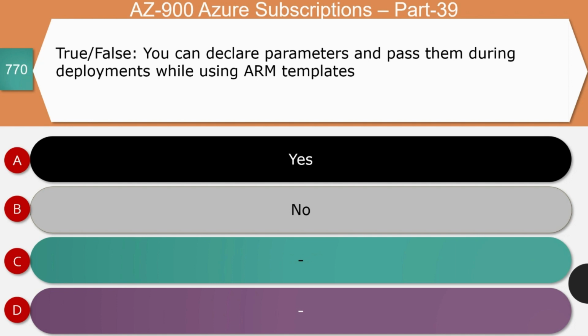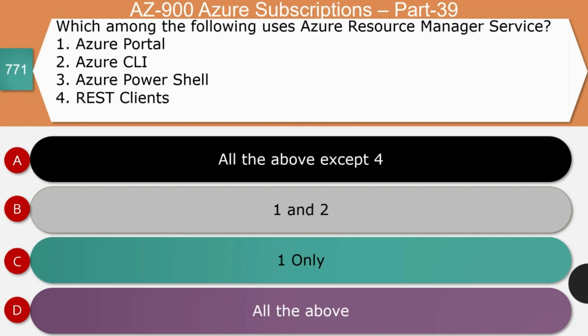Next question, true or false? You can declare parameters and pass them during deployments while using an ARM template. Is it yes or no? The right answer for this question is yes. Values are provided when the deployment is executed to customize the resource deployment, for which you can pass parameters. So the right answer for this question is option A.